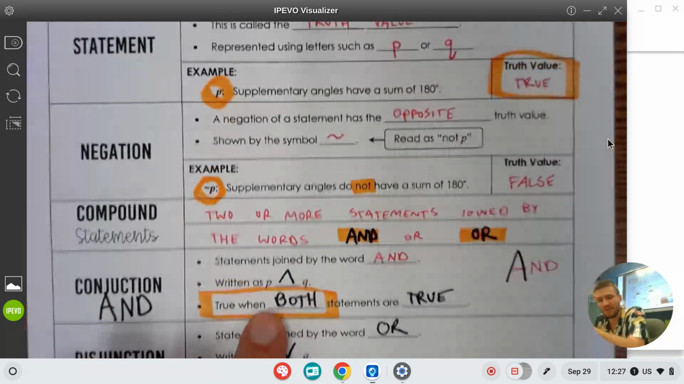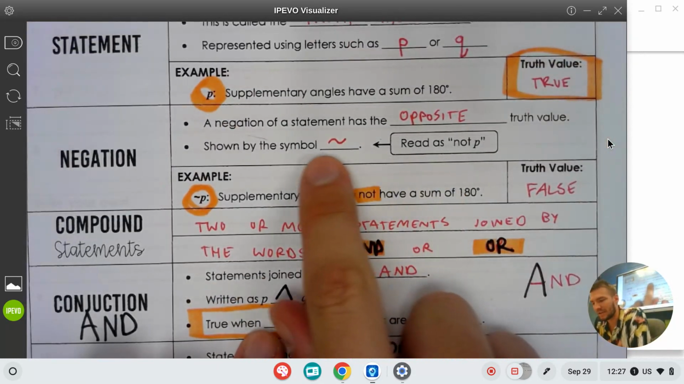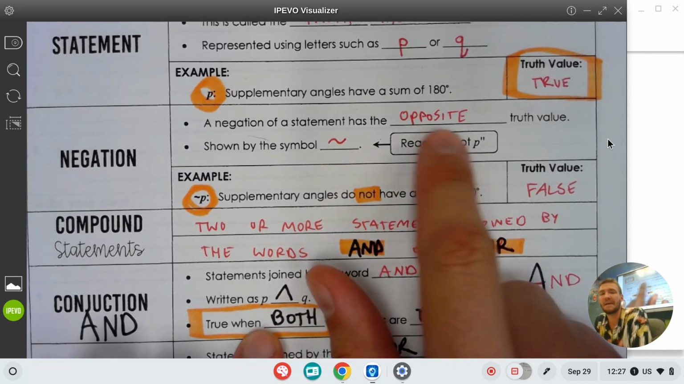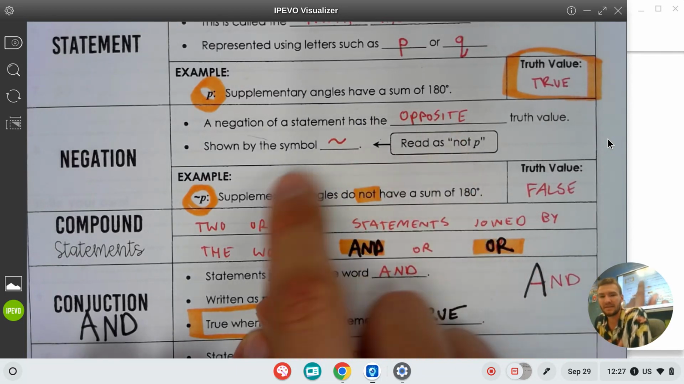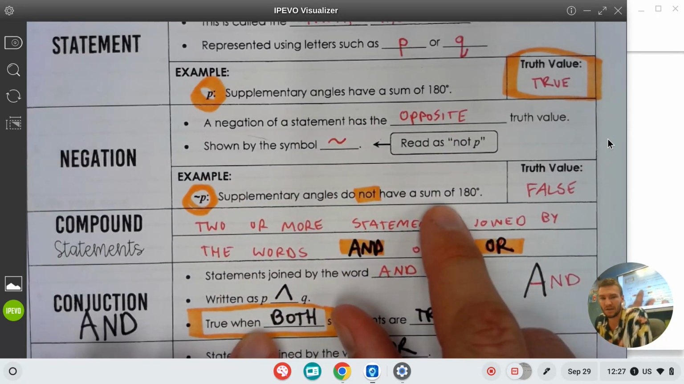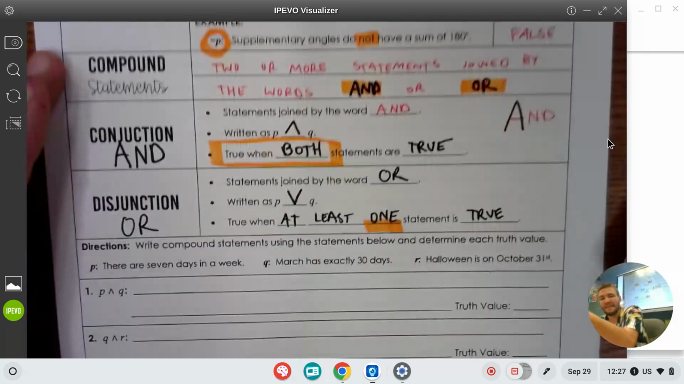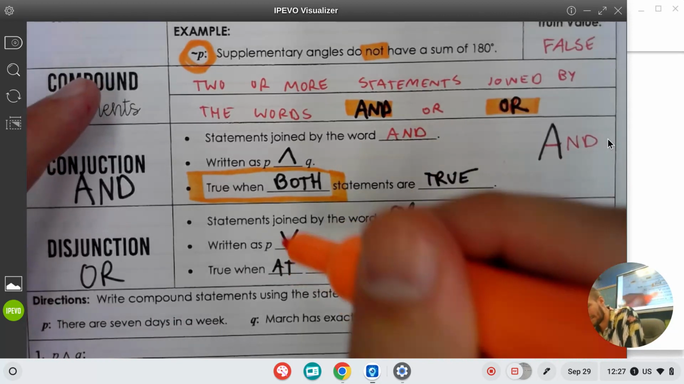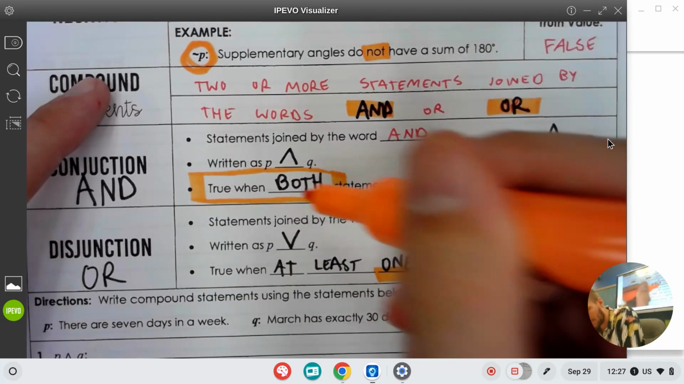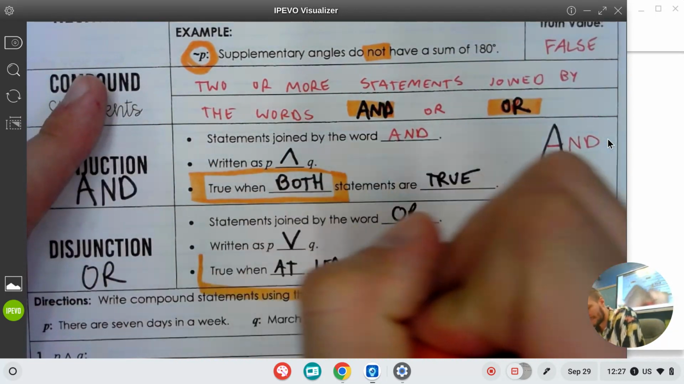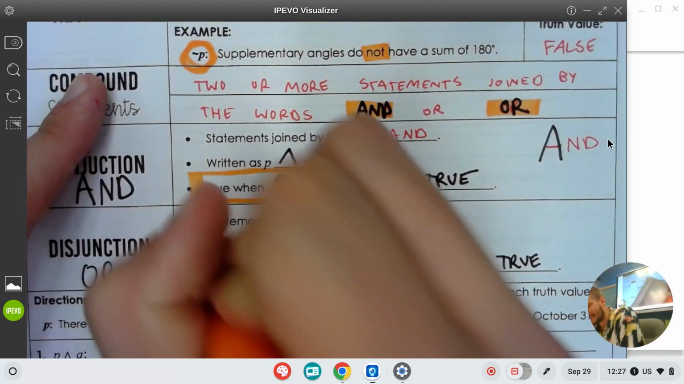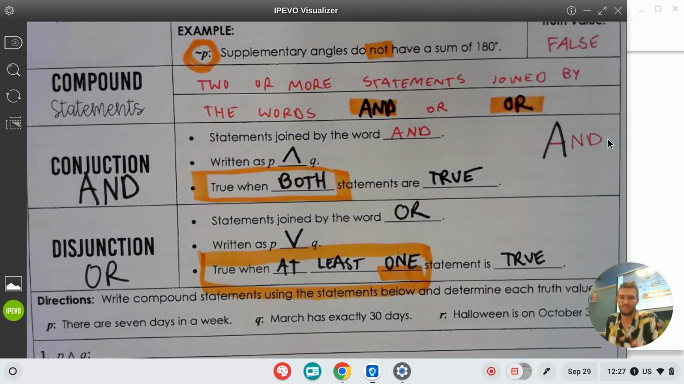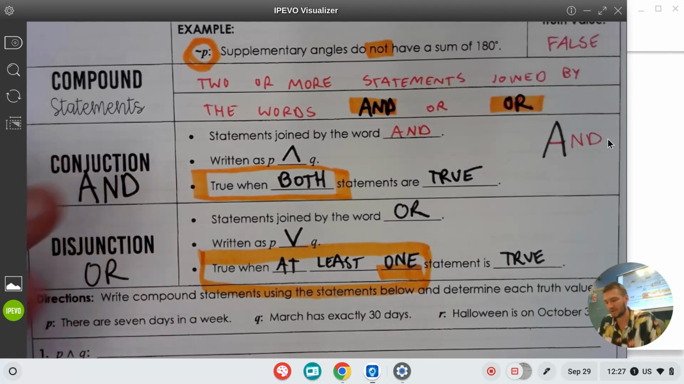We do need to know that this little squiggly line means to make the opposite sentence. Supplementary angles do not have a sum. And then here's really what we want to learn: and statements are true when both are true, or statements are true when at least one is true. That's really 90% of what we're trying to learn today. So, here's what we're going to do.